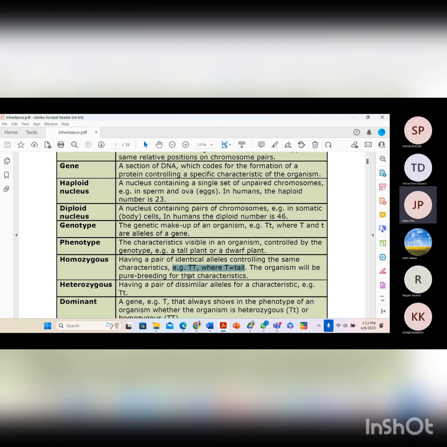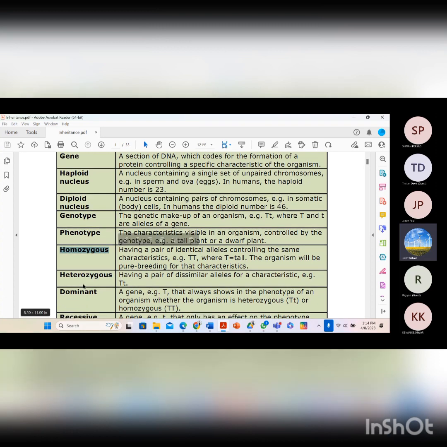Use two common letters. So if we can have two common T's, which will also illustrate the homozygous condition. However, we have a heterozygous condition where we have a pair of dissimilar alleles. So that means two different alleles.